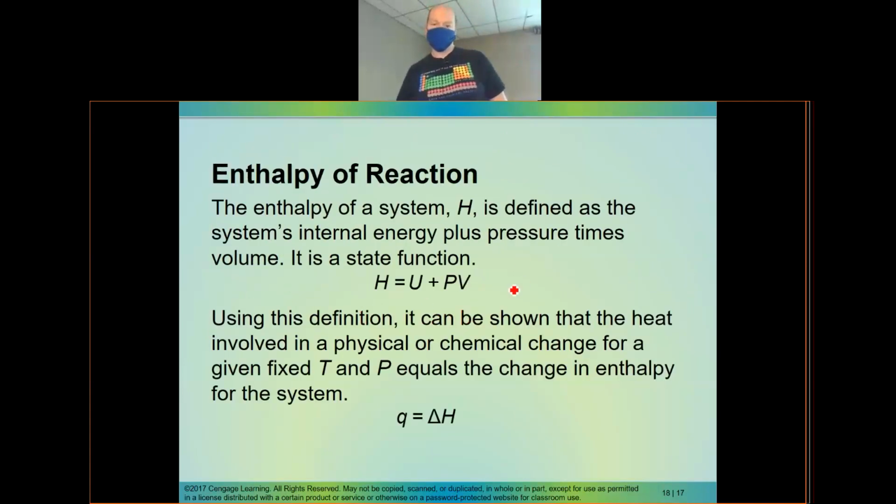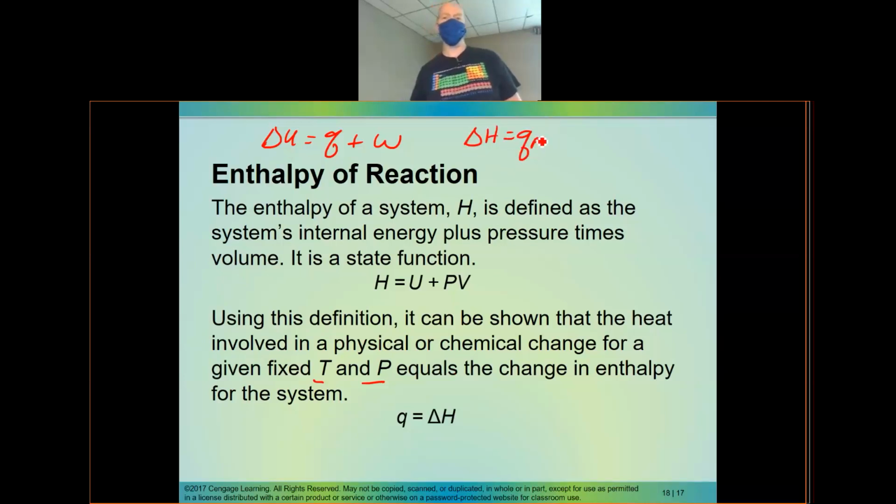All right, so here we rearrange it. Delta U is equal to Q plus W. If we are at constant pressure, here we're talking about a constant temperature and a constant pressure, Q is equal to delta H. So our delta H is equal to Q. I like to put a sub P here to indicate that your delta H is your Q at constant pressure, which is how we're going to run most, if not all, of our problems. There might be a couple that are constant volume.